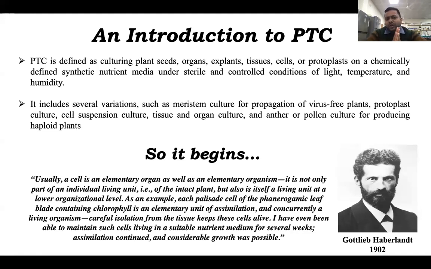And it includes several variations such as meristem culture for propagation of virus-free plants, protoplast culture, cell suspension culture, tissue or organ culture, and anther culture. We'll look at these different variations briefly in the later slides. And I have put one photo of Gottlieb Haberlandt. He is considered the father of plant tissue culture.